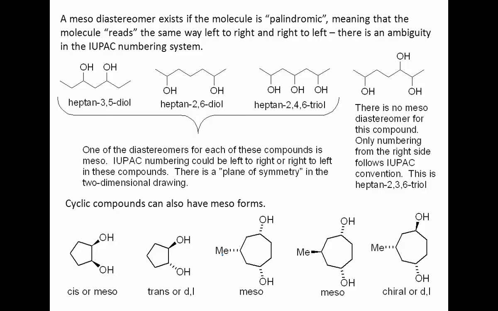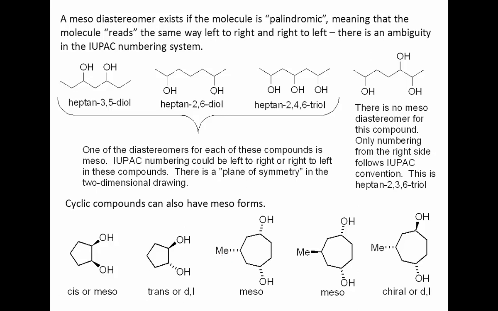Okay, a meso diastereomer exists if the molecule is palindromic, meaning that it reads the same way left to right as it does right to left. If you have this situation, you have the possibility that at least one of the diastereomers of this compound could be a meso compound. Another way of looking at it, I say it's palindromic. It reads the same left to right as right to left. You can also say that when you draw the two-dimensional structure, there's a plane of symmetry.